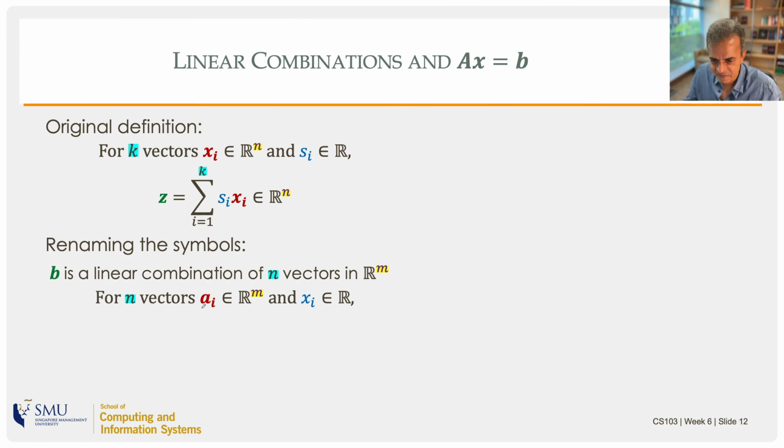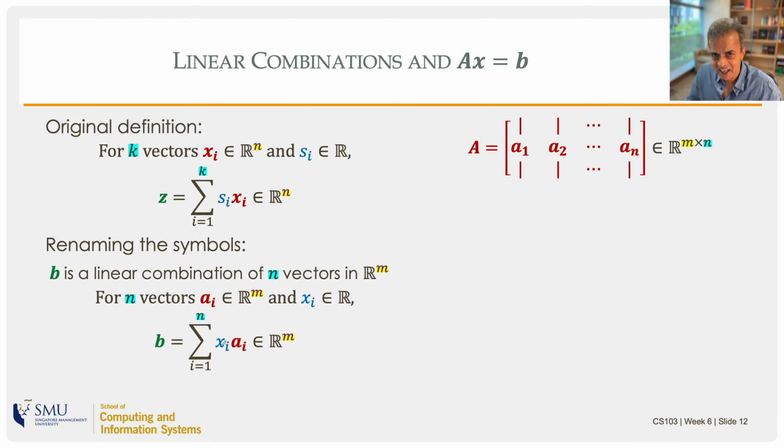And the n vectors, instead of calling them xi, let's call them ai. So if I have n vectors ai in Rm and some scalars, let's call them xi this time, in R, I can define the linear combination b as a linear combination of n vectors ai, each one of them in Rm, so the linear combination also is in Rm, scaled by some values xi. So what is this thing? Let's put these ai vectors as columns of a matrix, and let's call that matrix A. Now A is going to have m rows because each ai is in Rm, and there will be n columns because there are n of them.